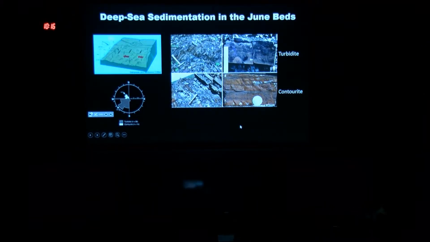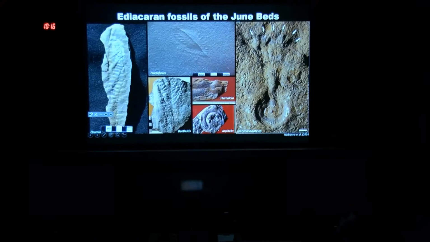The dune beds themselves are deep water deposits, as indicated by the sediment sizes and the presence of turbidites and contourites through more than 1 kilometer of section with no shallow water deposits. We have paleocurrent data to show, in fact, these contourites and turbidites at perpendicular directions, as you can see right here.